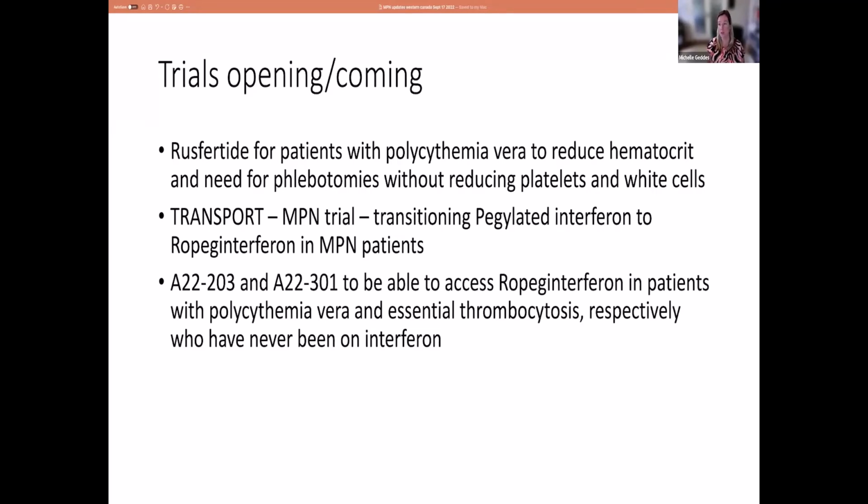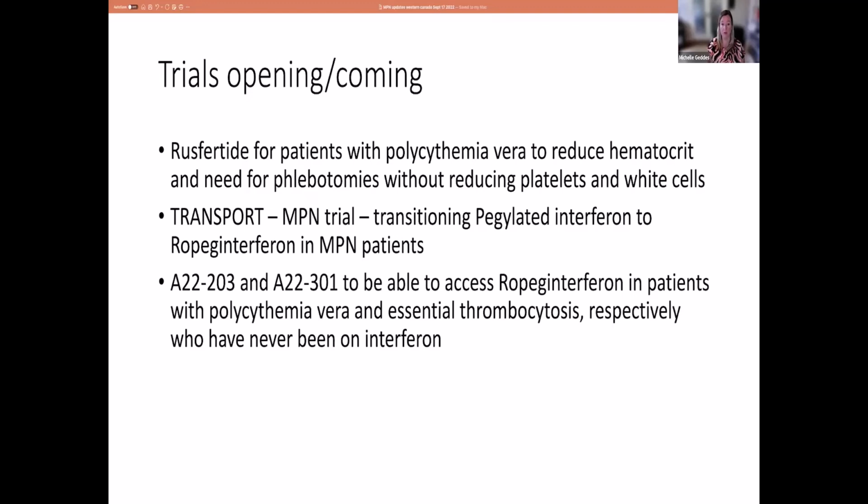And then the issue of how to get access to interferon is really important for Canadian patients, especially. So we don't have ready access to most pegylated, so long-acting interferon that lasts for like a week, or the Ropeg, which is the 2-week long interferon injections. And so they're opening a transport trial, which is for patients who are already on pegylated interferon, because we are losing some access to that across the country, to transition them to Ropeg interferon, and that's with support of the drug company that makes the Ropeg. In MPN patients already on treatment.